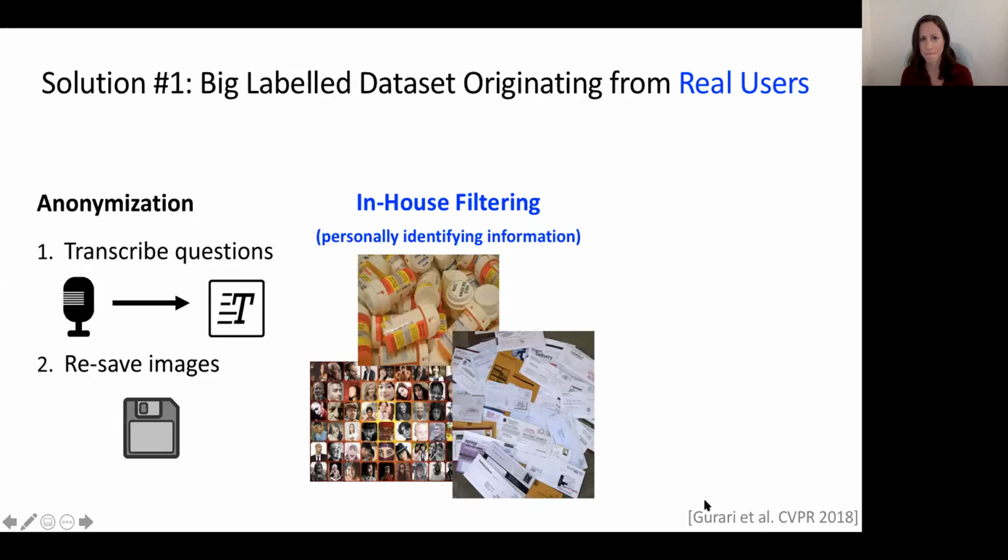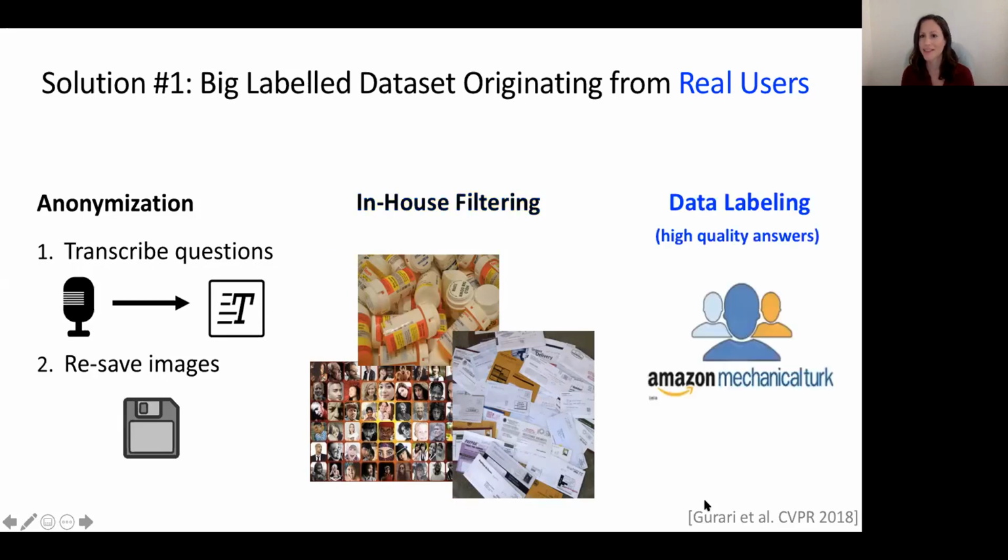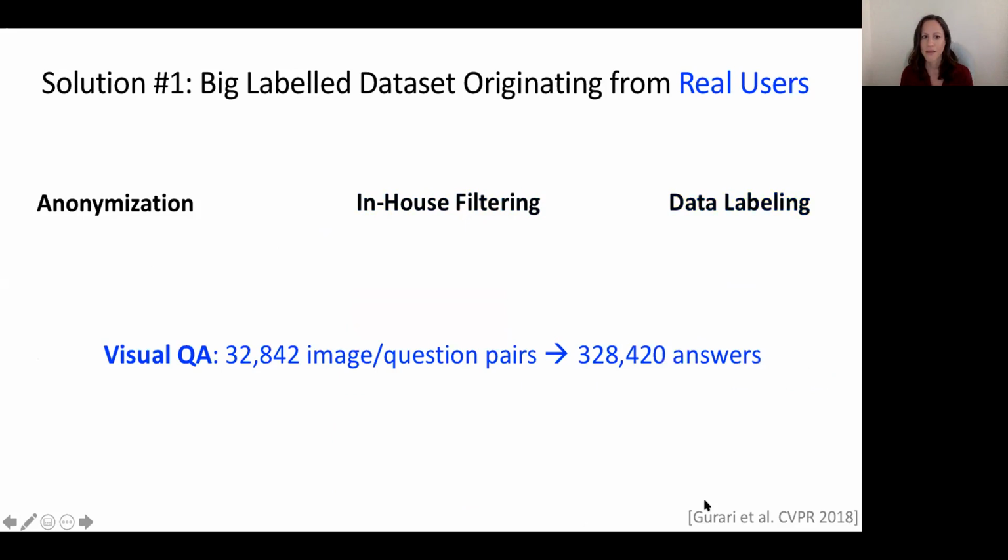and more. With all that done, we took the non-private data and sent that out to the crowd for annotation to deliver high quality answers to the visual questions that were asked. The result of this effort is over 32,000 visual questions with 10 answers per visual question, or almost 330,000 answers.